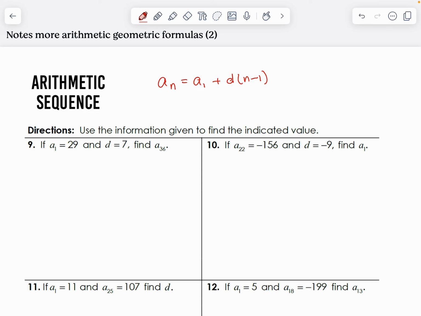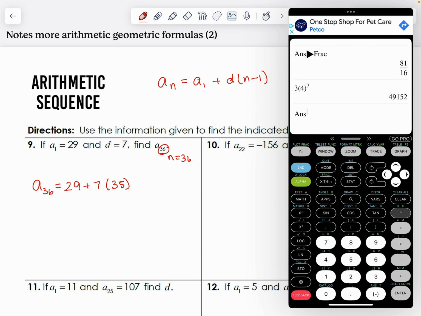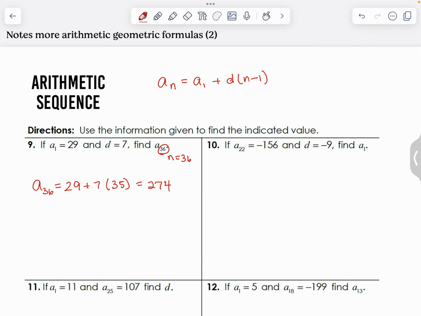So, all right, moving to the first one here. They give us the first, they give us d, and because we're looking for 36, we also have n equals 36, which means we have everything we need to find a sub 36. A sub 36 is going to be 29 plus 7 times 35, and we can use our calculator. 29 plus 7 times 35. So the value of the 36th term is 274. Let's take a look at the next one.